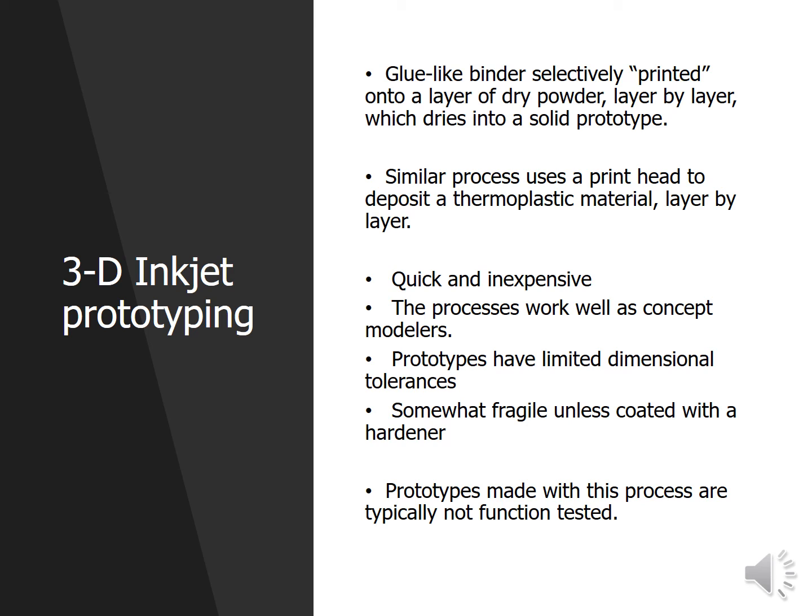A glue-like binder is selectively printed. We use a glue-like binder into a layer of dry powder, layer by layer, which dries into a solid prototype. It is similar to a process using a print head to deposit thermoplastic material layer by layer, quick and inexpensive. The process works well as a concept modeler. Prototypes have limited dimensions, and are fragile unless coated with a hardener. Prototypes made with this process are typically not function tested.